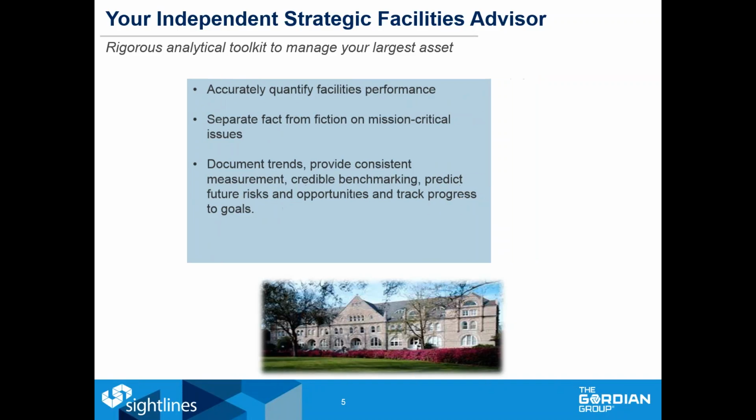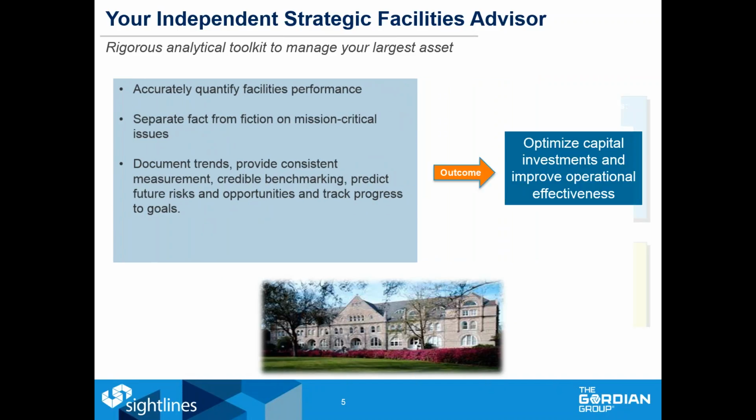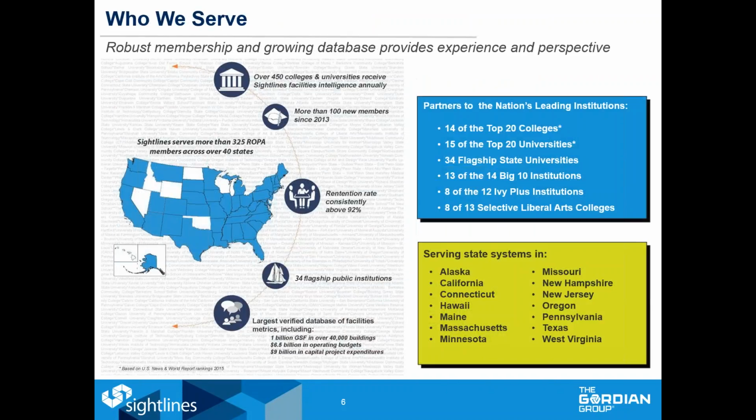Since that time, we've been honored to work with over 450 colleges and universities. We have over 100 new members in the last two years. We work with institutions of all types, from the smallest to the largest. And when you look at a lot of the organizations in the United States, we do work with 14 of the top 20 colleges, 15 of the top 20 universities, and 34 flagship state universities.